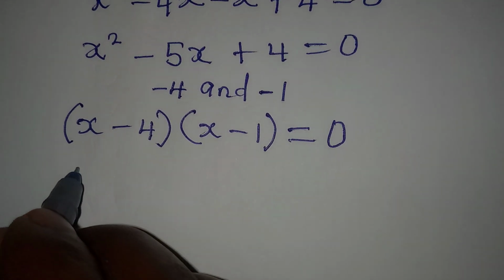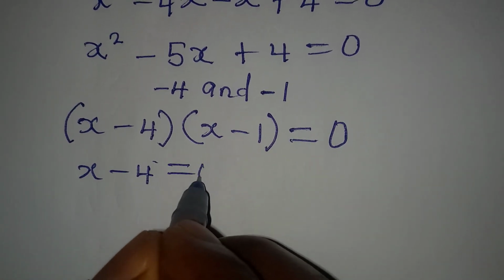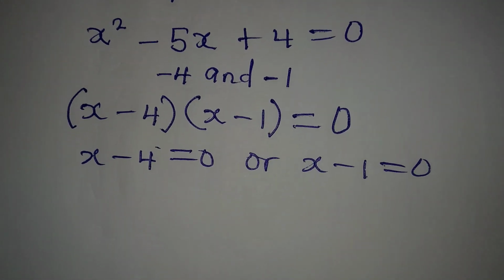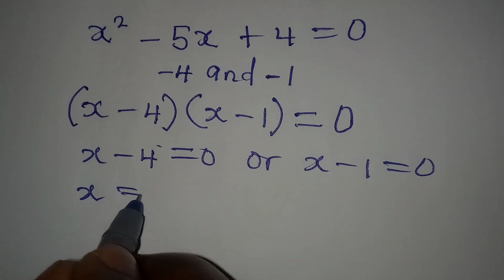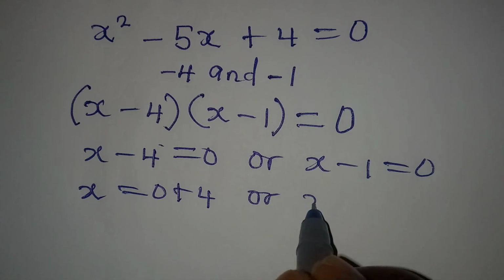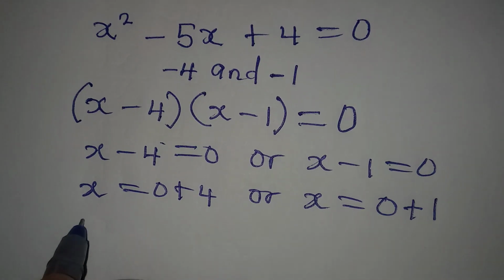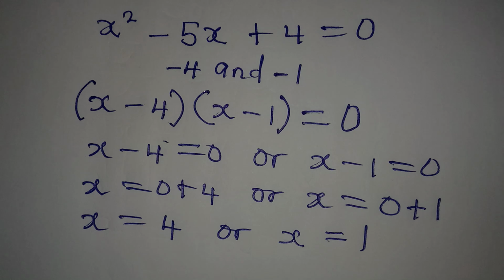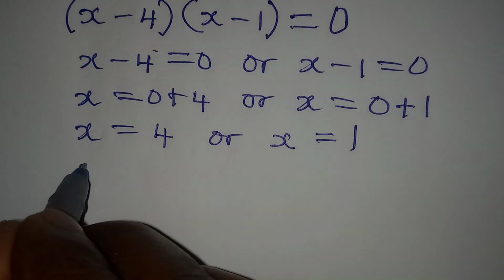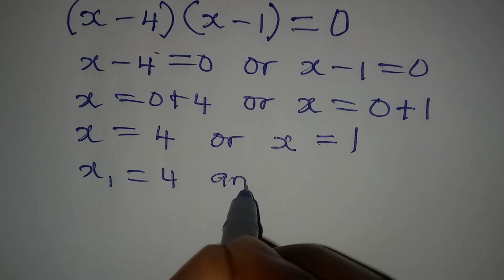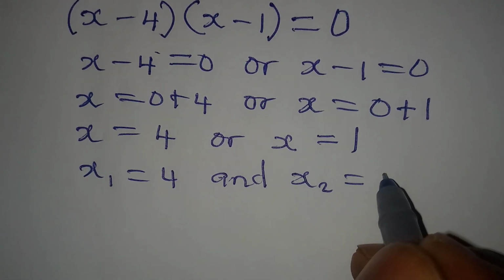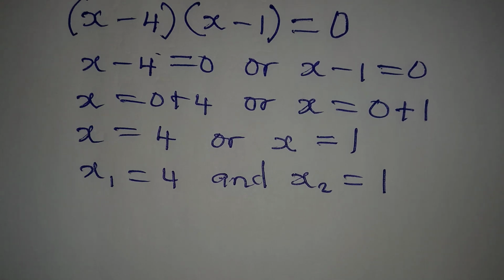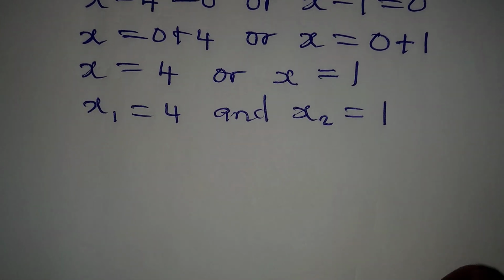To continue with this, x minus 4 is equal to 0, or x minus 1 is equal to 0. What I've done is to apply the zero product rule. Now from here, x is equal to 0 plus 4, or x is equal to 0 plus 1. X is equal to 4, or x is equal to 1. So these are the two values of x. As a matter of fact, we can call x1 to be 4, and then x2 to be equal to 1. But then, do you think these two values will satisfy the equation? That's where we are going next.